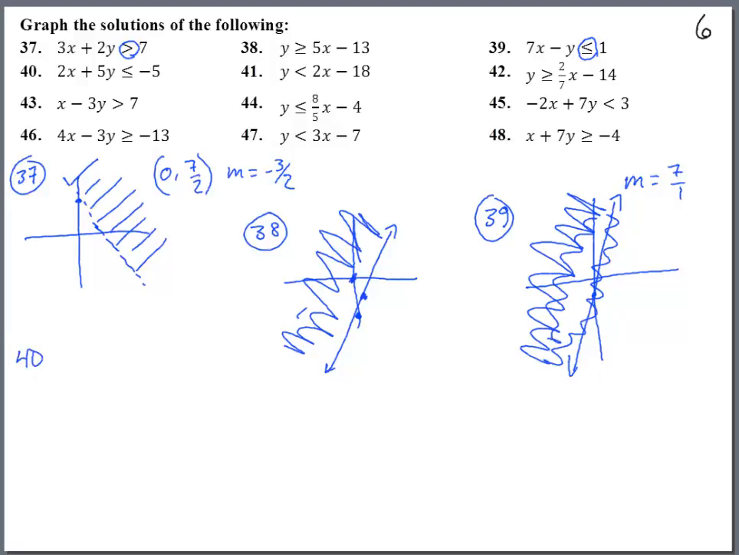Number 40. Let's get a different color for this guy. 2x plus 5y is less than or equal to negative 5. Treat it like an equal sign. Let's get a point. If we let x be 0, y is going to be a negative 1. So that's 0, negative 1 right there. And then the slope, shortcut from standard form, is a negative 2/5. So down 2 over 5. That's going to be about right there.